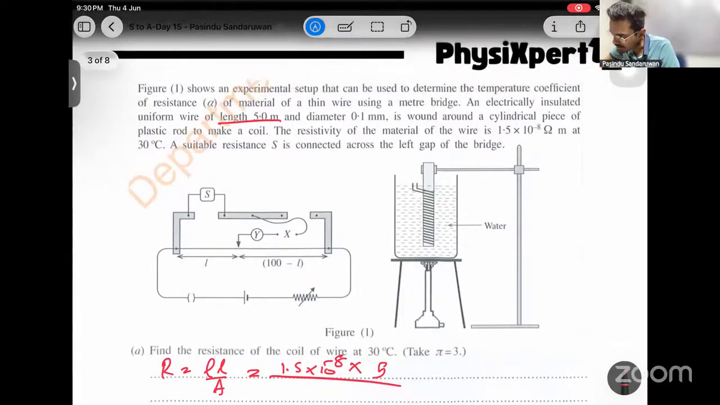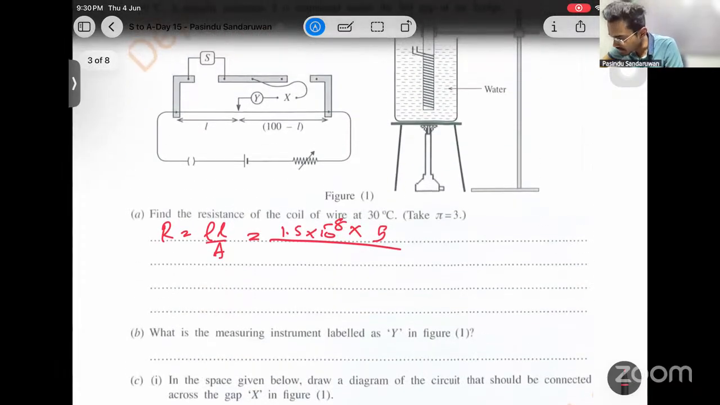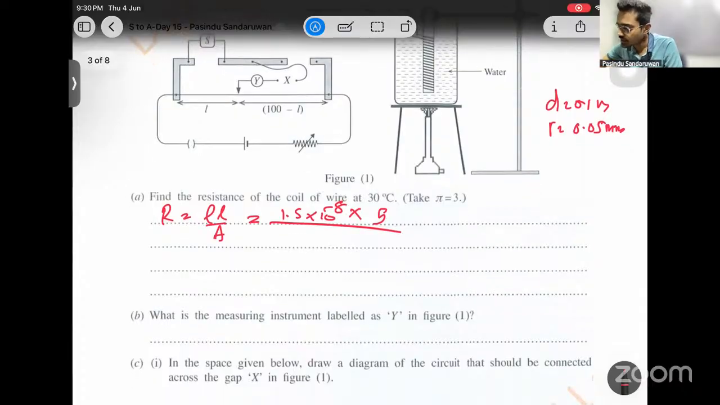Take the area as πr². The diameter is given as 0.1 millimeters. Since the diameter is 0.1 millimeters, the radius should be 0.05 millimeters, no? Then we need to write πr squared. π is 3, right? r is 0.05, that is 5 times 10 to the power minus 2.